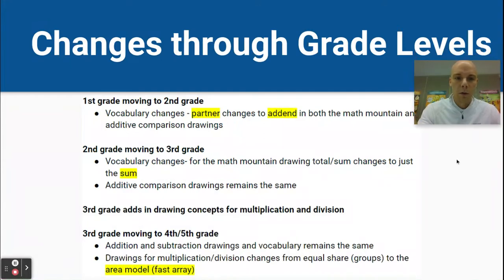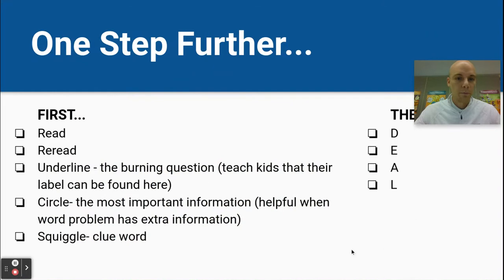So just a quick summary over what the changes are. It goes from first to second grade, from partner to add-in. And then with vocabulary changes, it goes from total to sum. And when you get to third and fourth grade, it goes from equal shares to an area model. So that's the different terminology here and there from each grade level. So it's not exactly the same when you go from each one.